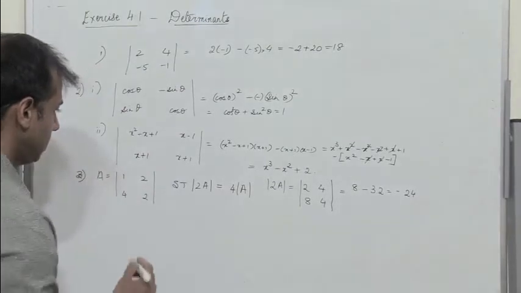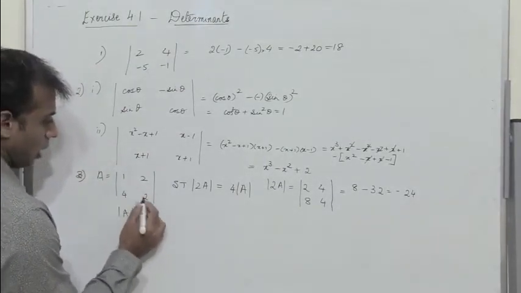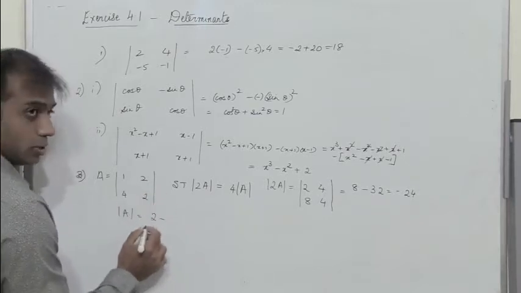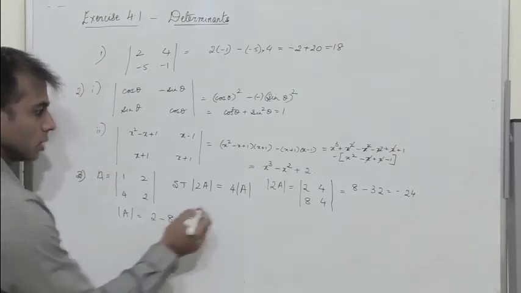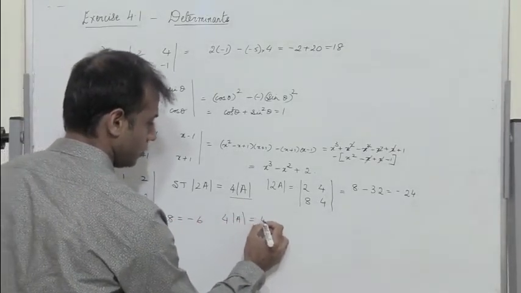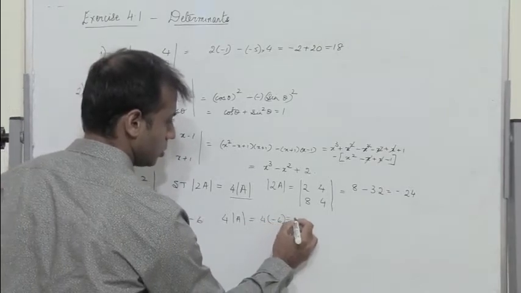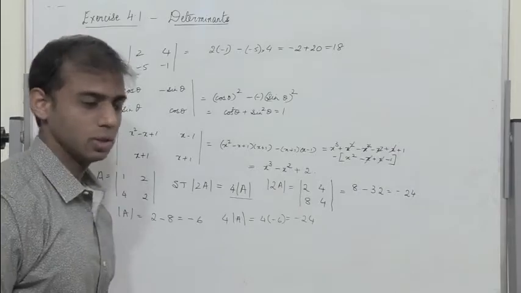Now let me find determinant A. So determinant A is 1 into 2 is 2, minus 2 into 4, which is 8, which is minus 6. So 4 into determinant A is 4 into minus 6, which is equal to minus 24. And we find that these two are equal, right?